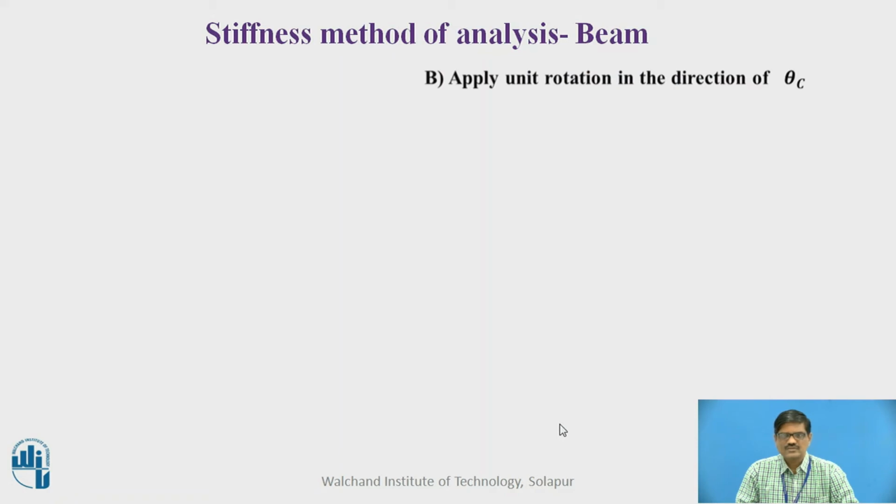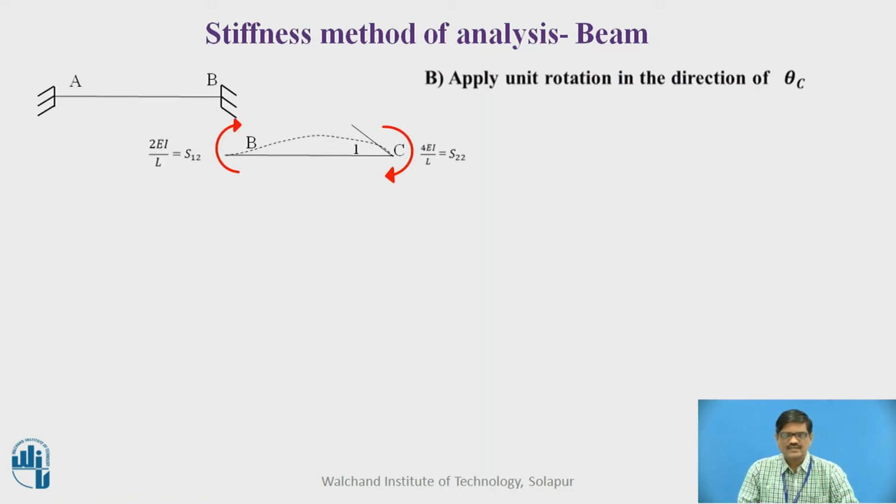Then the second action, apply unit rotation in the direction of theta C. So here you can see at C we have applied the rotation, 4EI by L, and the carryover takes place towards B, which will be 2EI by L. So it is S22, and moment at B we call it as S12 because it is in the direction of first redundant due to second action.